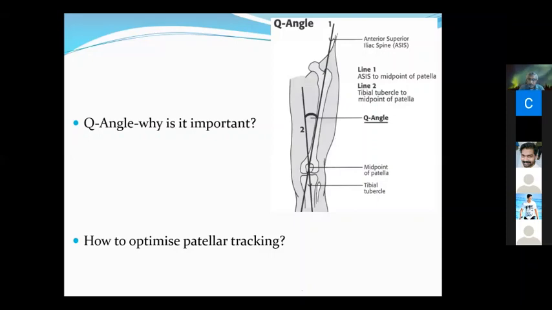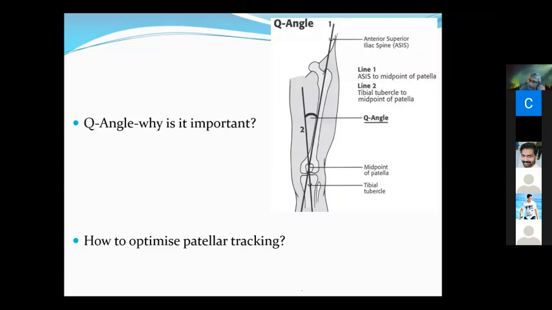Has anyone seen patellar resurfacing? Has anyone assisted patellar resurfacing? I think most of the Indian surgeons don't resurface the patella. Why is that? Why do a lot of Western surgeons resurface the patella, and why do Indians not? Any idea?